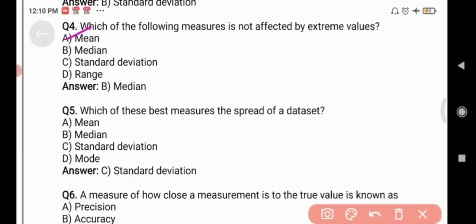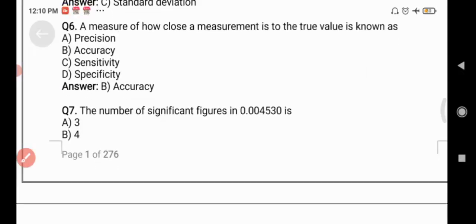Which of the following measures is not affected by extreme values? Option B, median. Which of these best measures the spread of a data set? Option C, standard deviation. A measure of how close a measurement is to the true value is known as, answer is option B, accuracy.